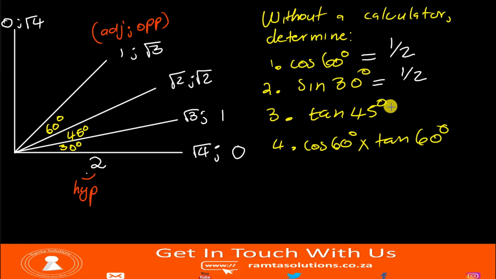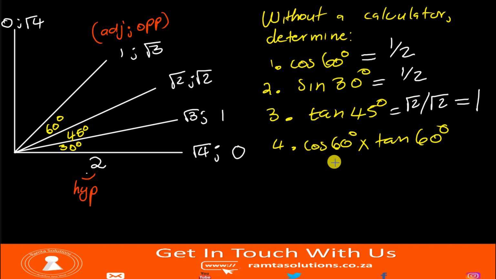Now, let's go to tan 45 degrees. Tan is opposite over adjacent. This line is the 45 degrees line. The opposite is root 2 divided by the adjacent, which is root 2. Your calculator returns 1. Please confirm that your calculator returns 1 when you say tan 45 degrees. Yes, it does.